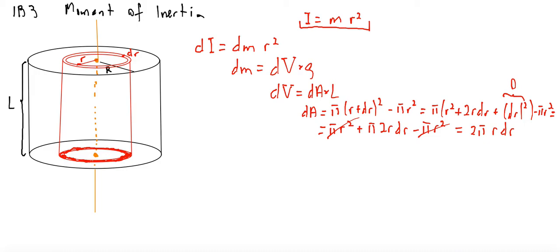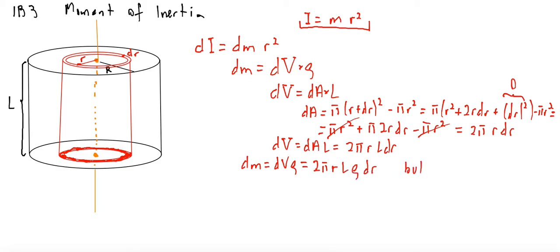Okay, so now combining all together. dV is dA times L, so it can be written as 2 pi r L dr. I've replaced dA by this 2 pi r dr. dm here is dV times rho, which is 2 pi r L rho dr.